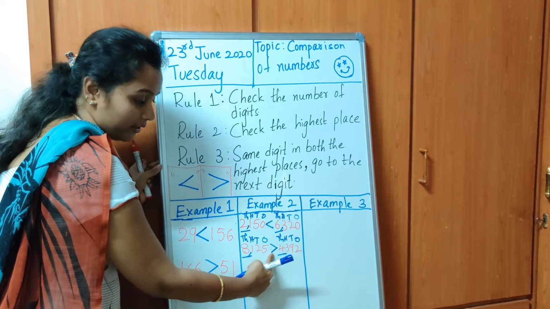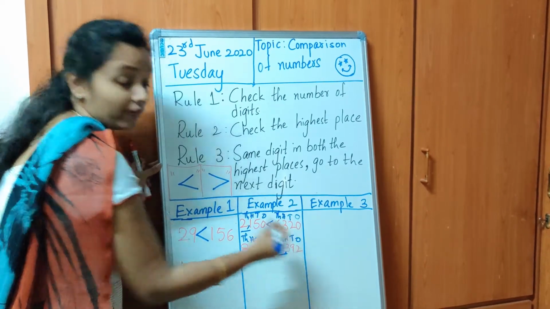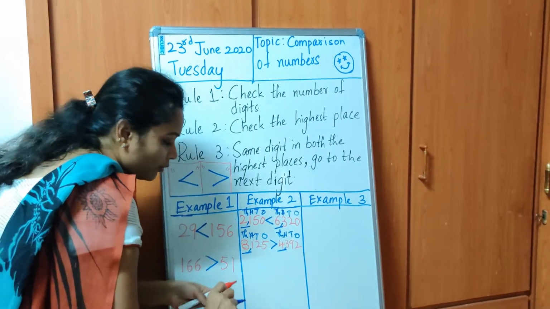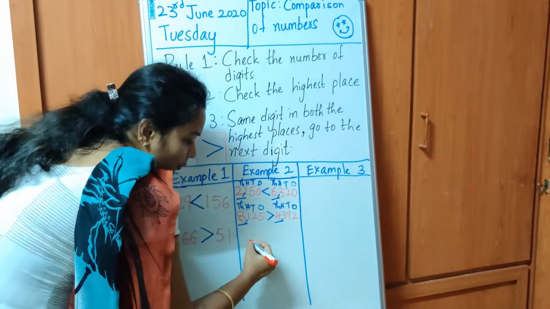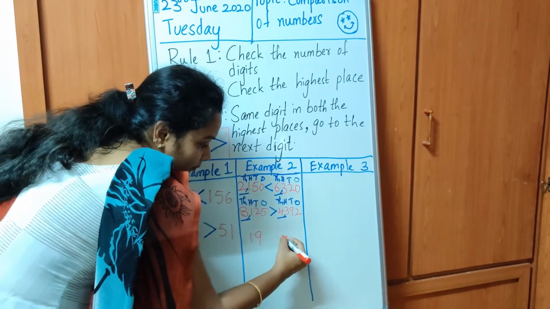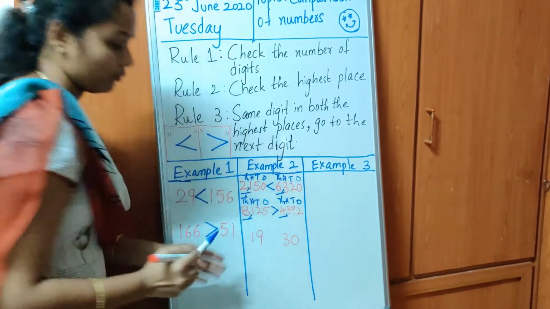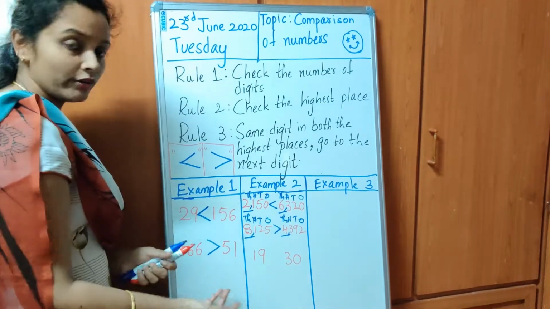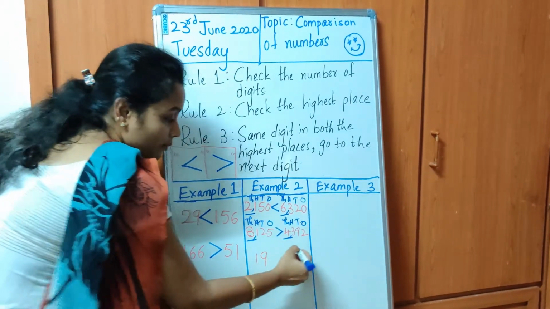8,125 is greater than 4,392. Similarly, the number of digits should be equal, right? Maybe take only 2-digit numbers. Both sides the number of digits is the same. So what do we do? Compare the highest place.